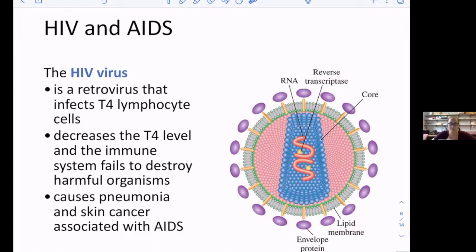So if you attack these cells and make it so that they don't work, it's going to cause a lot of other issues and make it so that you are more susceptible to other viruses. It decreases the T4 level and the immune system fails to destroy harmful organisms. So if you do get another virus on top of HIV, then it could be deadly because your body does not have the machinery anymore to fight against it. This also can cause pneumonia and skin cancer associated with AIDS.